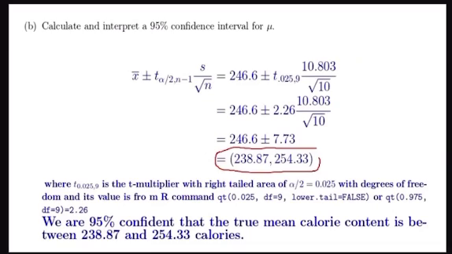Does that make sense? Now, let me tell you this. If we have rejected H0 and you construct a confidence interval, the value of H0 will not be in the interval. Does that make sense?